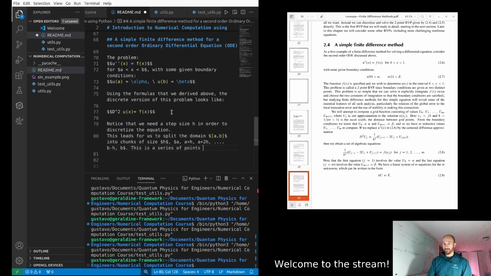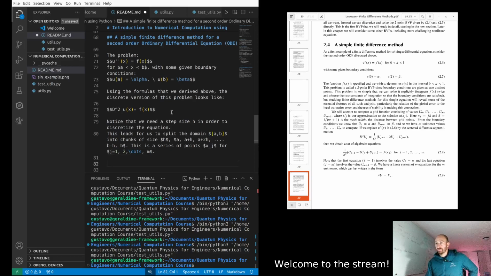That we're gonna call x of i's, for example. And the book calls it x of j. So let's do that. For j equals 1 all the way to some number m, right? So depending on the size of h, we'll get these numbers. Now, okay, so now we have this partition of the domain.